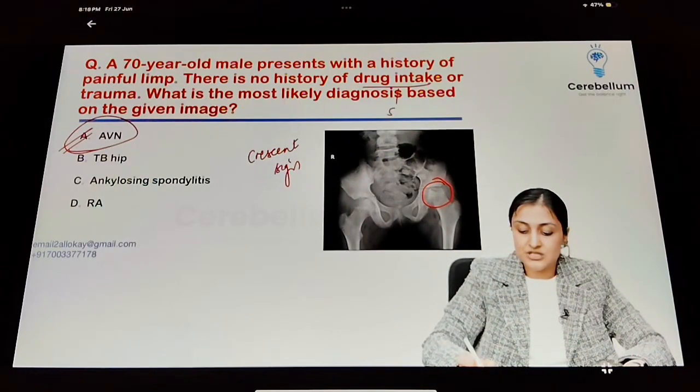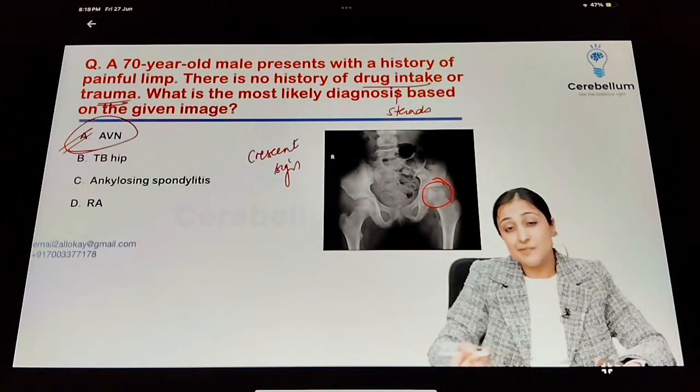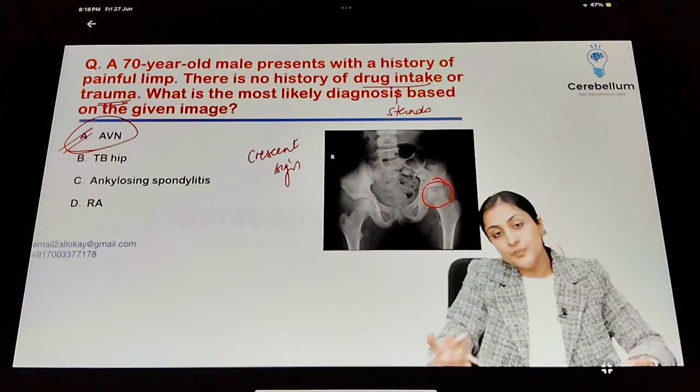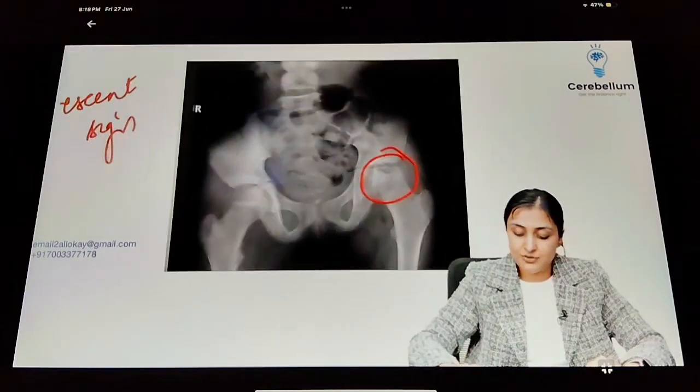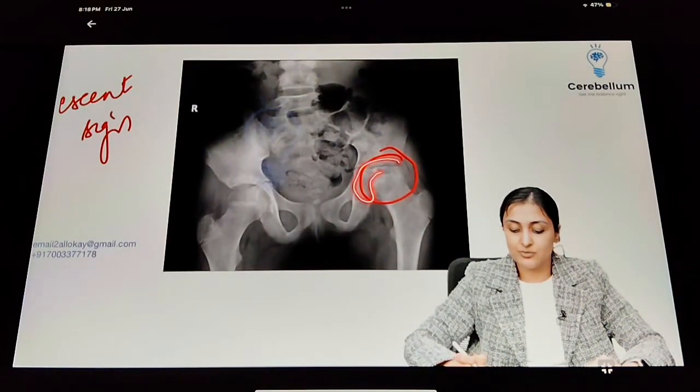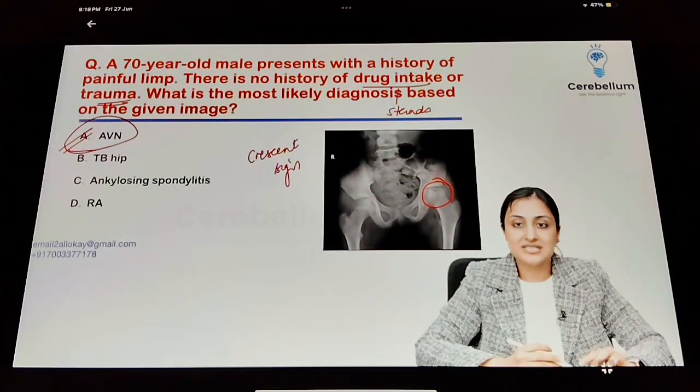Usually AVN will have history of steroids or will have history of trauma. It's a bit weird that they have ruled that out, but it may be seen independent of that as well, but just telling you the risk factors for AVN. TB hip should have some sort of joint involvement. There should be some joint destruction there, which is not seen here.